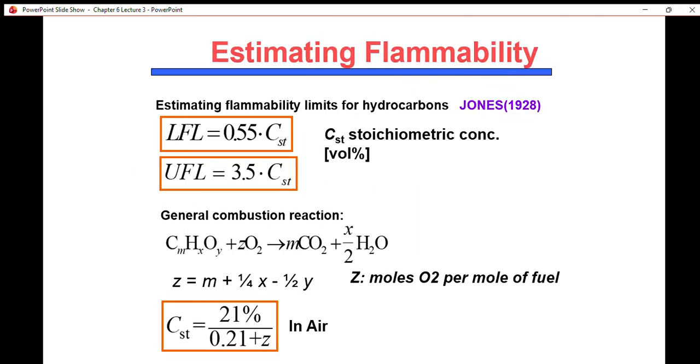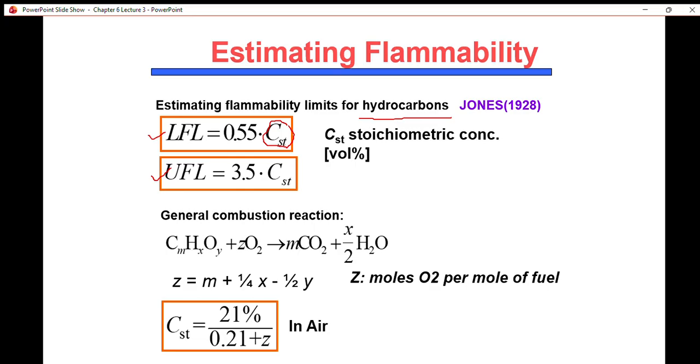Now in this slide we will discuss estimating flammability using some empirical formulas, where you can estimate the flammability limit or the flammability region for hydrocarbons in general. The lower flammability limit and upper flammability limit can be found as a function of CST, where CST stands for the stoichiometric concentration, a volume percent. You can use these two formulas for the lower and upper flammability limits.